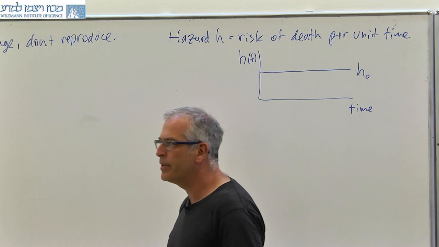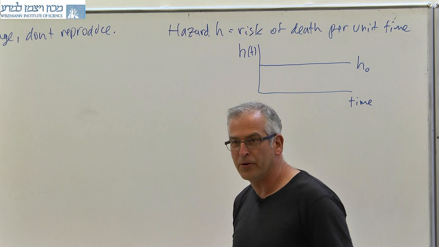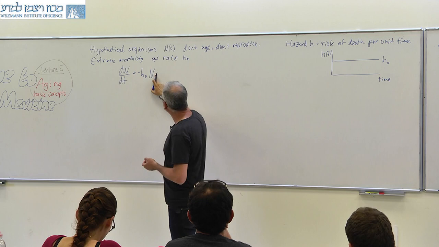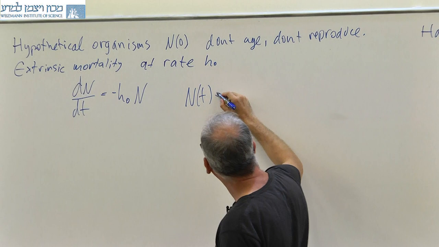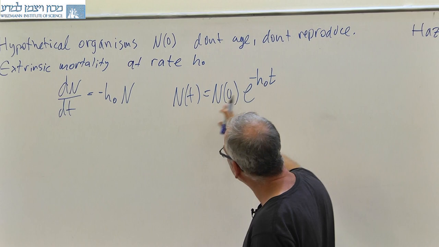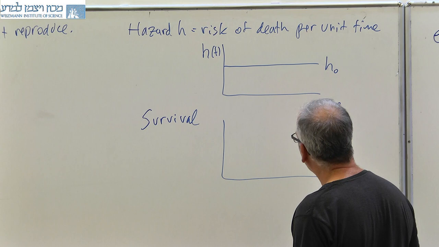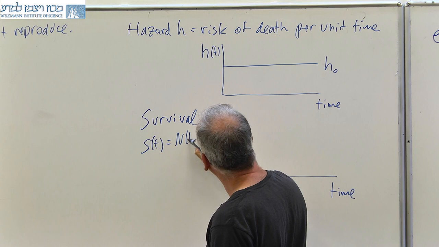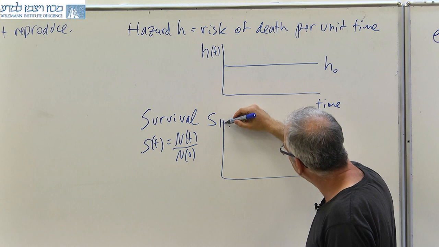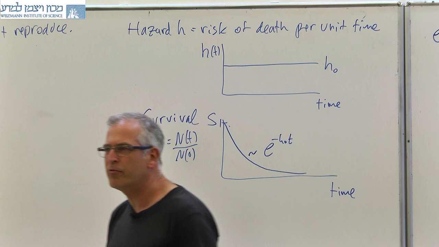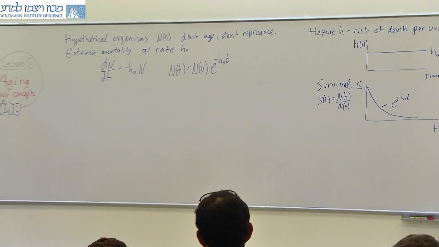Now, what will happen to their population? It decreases, of course, because they're being hunted down. They don't reproduce. So this is how many organisms are left at time t, and this is the risk of death per unit time. And the solution is this, because if we differentiate this, we get the H0 up front. So we're going to plot another important function, the survival. Survival at time t is how many there are at time t divided by how many we started with. So we start with 1 at t equals 0, and this looks like this. It's an exponential decay, like radioactive particles that decay because the hazard is constant. That's what it looks like if you don't have aging.